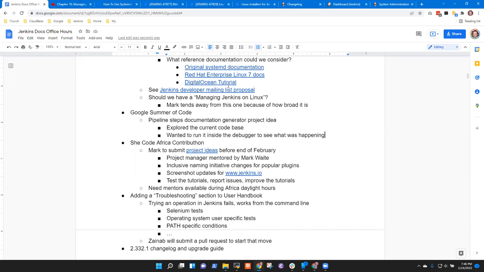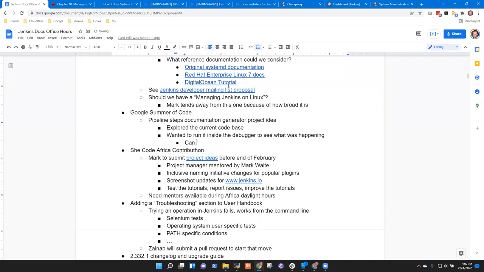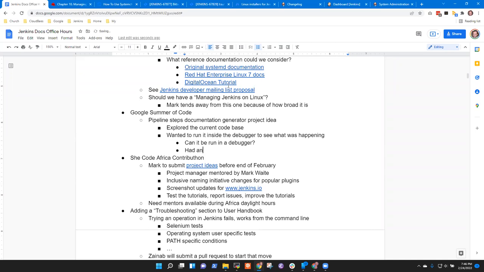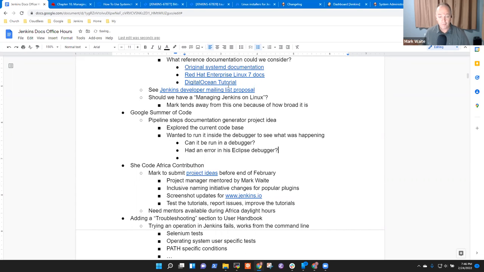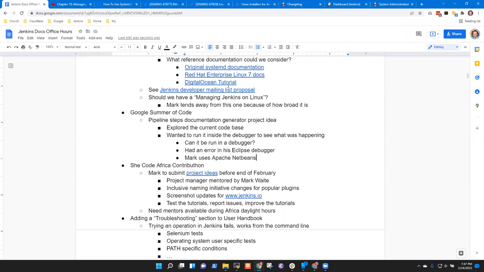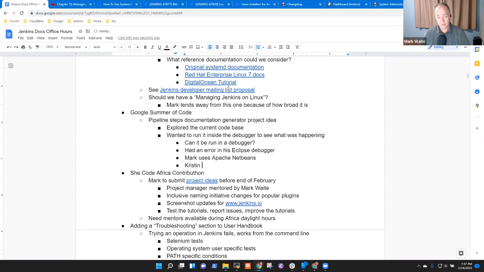So the question is, how can we run this project in debugger mode on any IDE, let's say Eclipse? Because I tried that and I saw an error. So I thought, let's first discuss. Okay, yeah, I think I was using it. I've used NetBeans. Mark uses it too, and I think that was what I was using the last time I was working on that code base. Kristen, what IDE do you use typically? IntelliJ? No, VSC, Visual Studio Code. Okay, all right. Kristen uses Visual Studio Code.